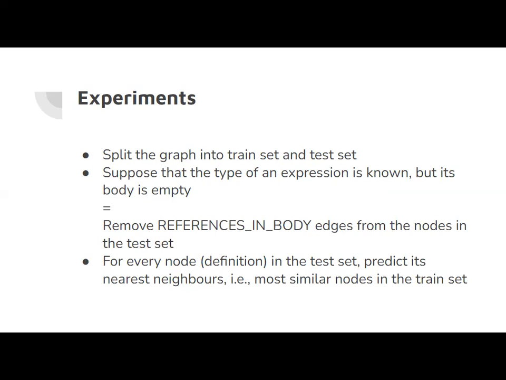In our experiments, we assumed that the bodies of the definitions are actually empty. So we removed all the edges and the descriptions of the bodies in the test set. Then for every node in the test set, we predicted its nearest neighbors, the most similar nodes from the training set. The edges should somehow resemble the similarity between the nodes, and this is the motivation.